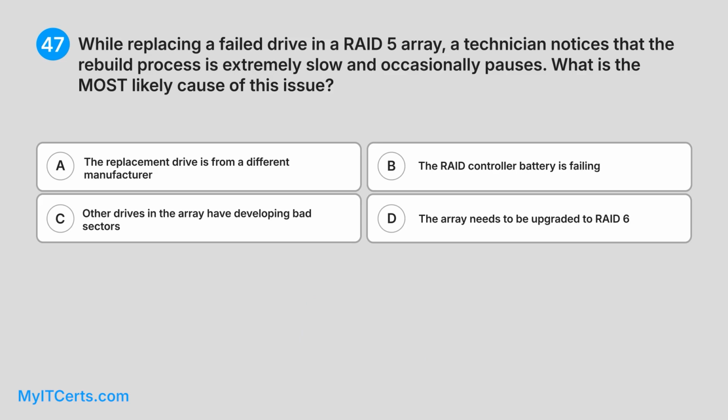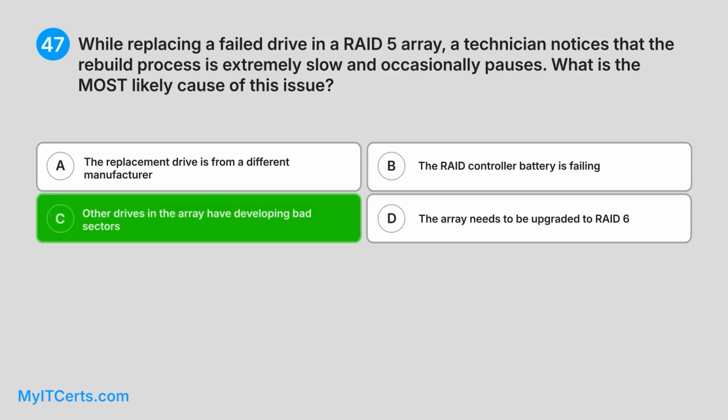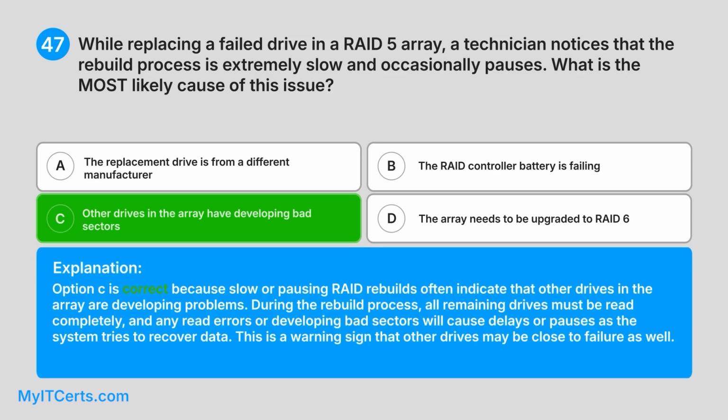Correct answer. C. Other drives in the array have developing bad sectors. Explanation. Option C is correct because slow or pausing RAID rebuilds often indicate that other drives in the array are developing problems. During the rebuild process, all remaining drives must be read completely, and any read errors or developing bad sectors will cause delays or pauses as the system tries to recover data. This is a warning sign that other drives may be close to failure as well.